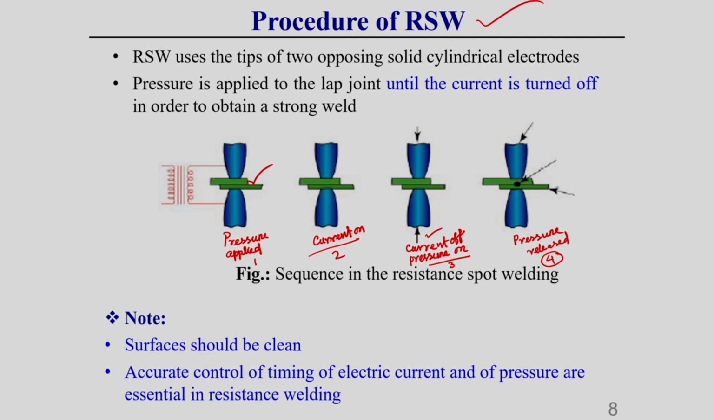So here, one thing you keep in mind: during this welding operation, the surface should be clean. And one of the most important things is that accurate control of the timing of the electric current and of pressure are essential in the resistance spot welding process. What I am telling, understand? This is a very important thing. These things I will discuss in more detail in a subsequent slide.